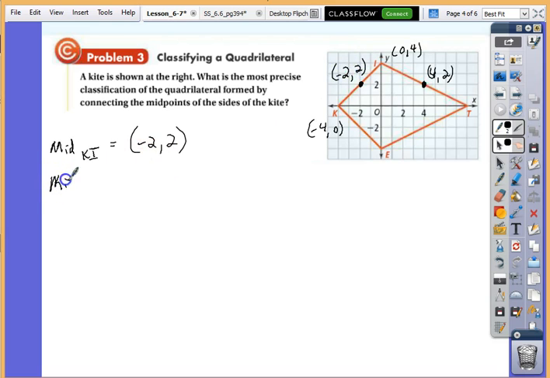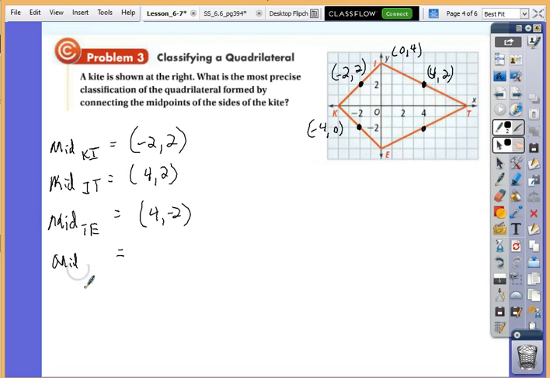So the midpoint of IT is equal to 4, 2. And then, of course, this midpoint's right here, and this midpoint's right here. So the other two midpoints, we'll call that midpoint of TE is equal to 4, negative 2, and then the other midpoint of KE is negative 2, negative 2.